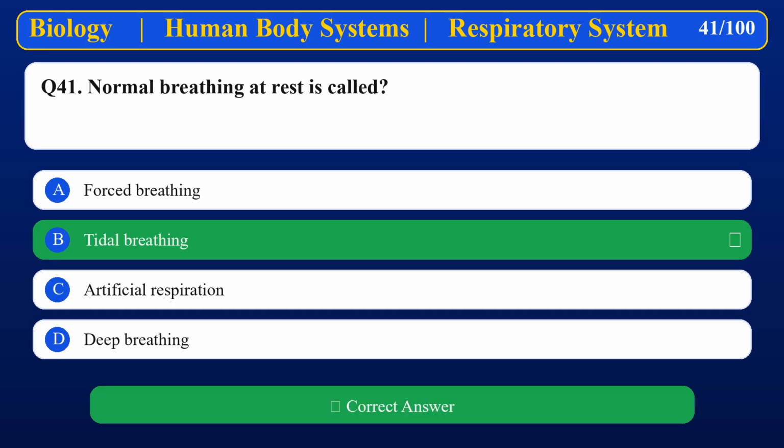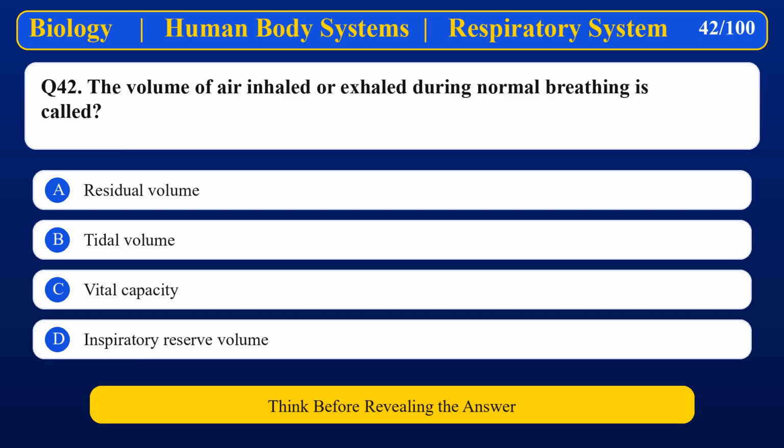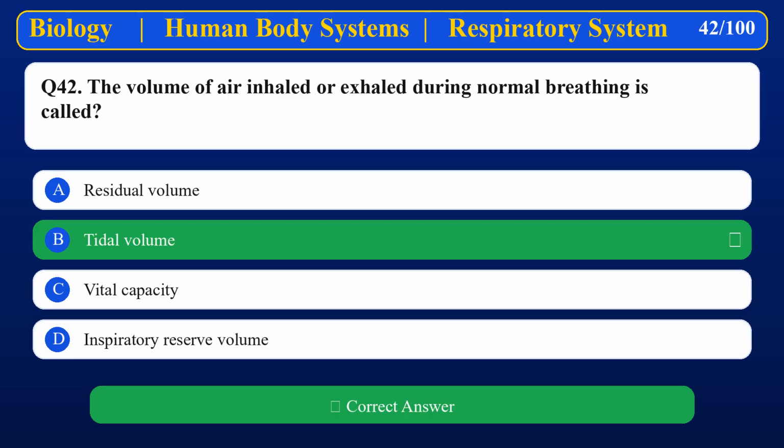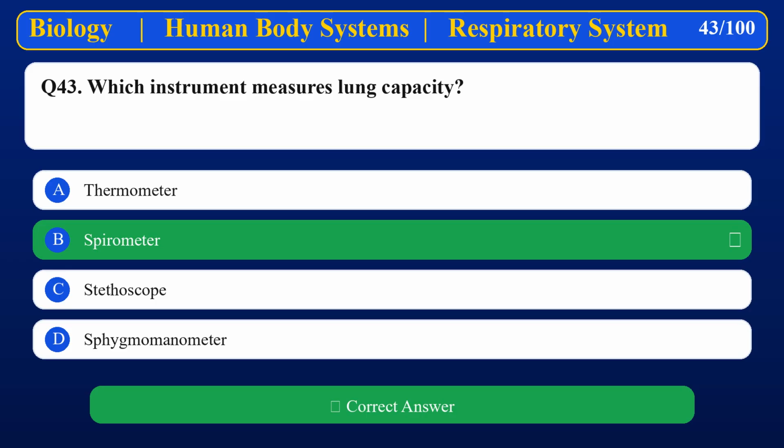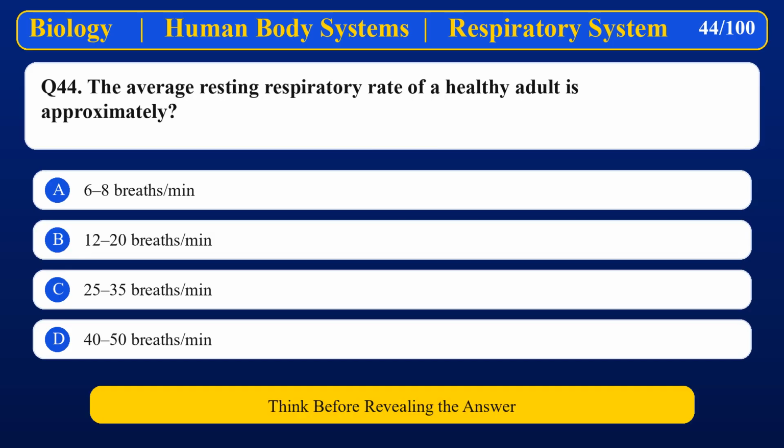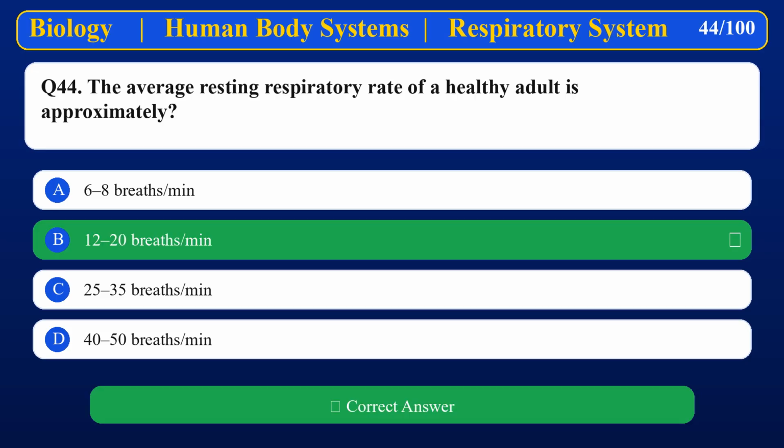Normal breathing at rest is called? Tidal breathing. The volume of air inhaled or exhaled during normal breathing is called? Tidal volume. Which instrument measures lung capacity? Spirometer. The average resting respiratory rate of a healthy adult is approximately 12 to 20 breaths per minute.